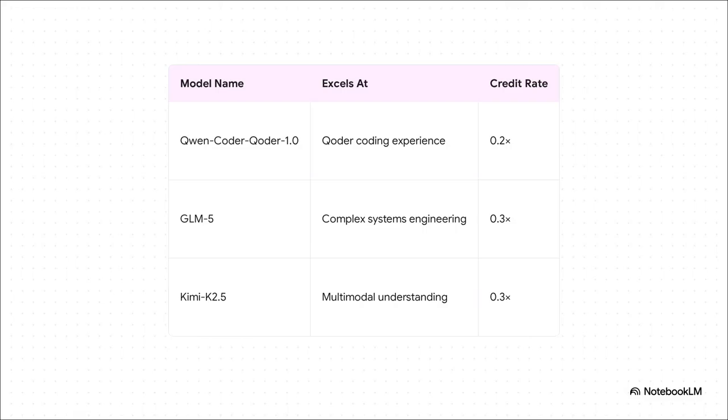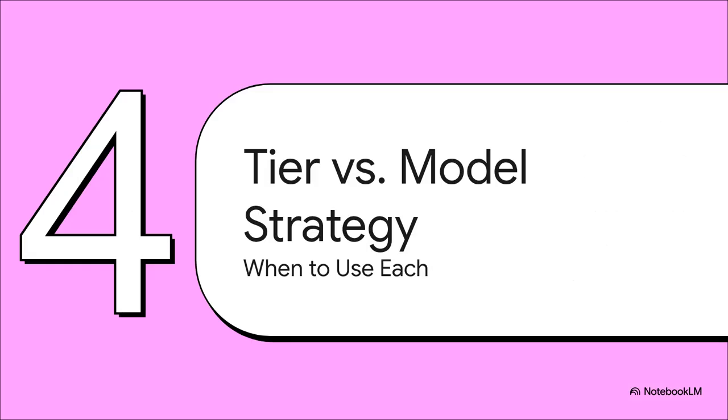So here are just a few examples. You might pick Qwen Qoder because you want that bespoke coding experience, or maybe you'll grab GLM5 if you're deep in complex systems engineering. And notice their credit rates. They're also super low. This is for when you know a specific model is the absolute perfect tool for your very specific job. So all of this brings us to the final piece of the puzzle.